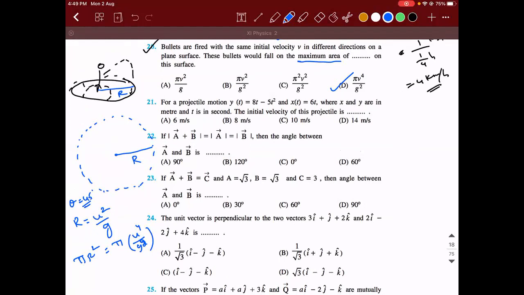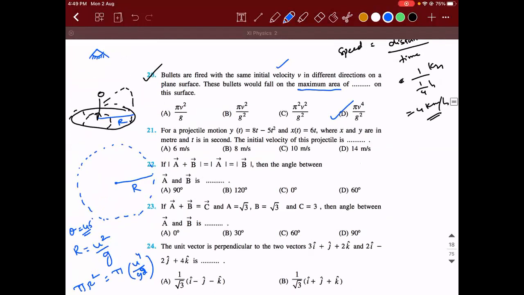Bullets are fired with initial velocity and they are fired in different directions on a plane surface. So he's standing on a surface. Sir, they never mentioned that it's inclined with the horizontal. No. See, this is the meaning. On a plane surface, what do you mean by on a plane surface?